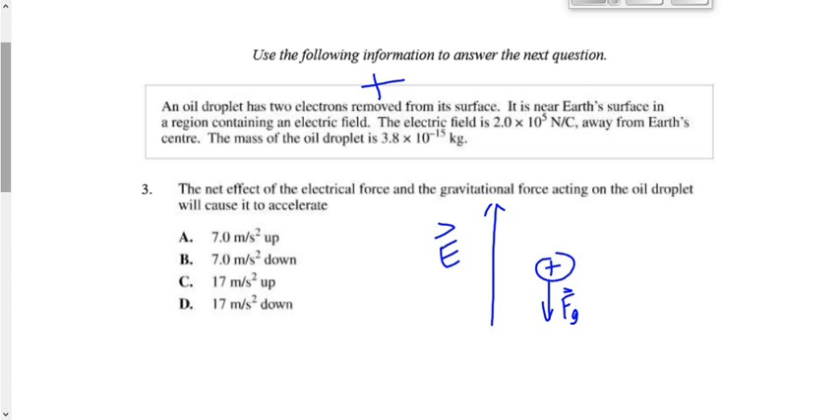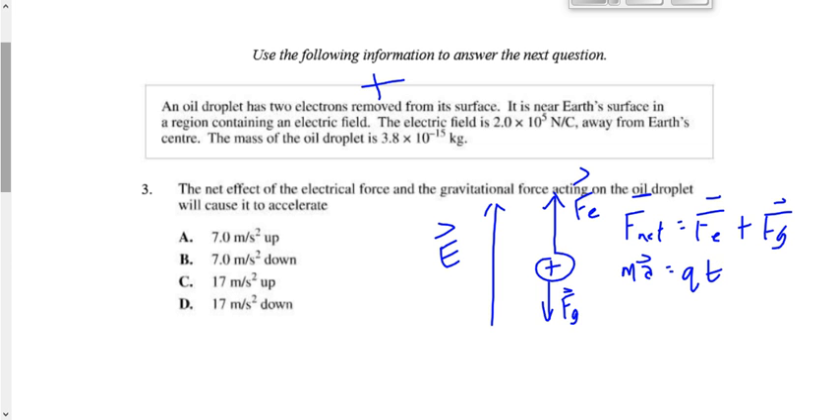I'm positive the force is with the field, so it's going to be upward. Now, we don't know how big it's going to be. That's okay. We'll find out how big it's going to be later on. We're going to say F net is equal to the sum of the forces, Fe plus Fg. We're going to say Ma is equal to Q times E plus Mg. We sub in our numbers here. 3.8 times 10 to the minus 15. We're solving for A.